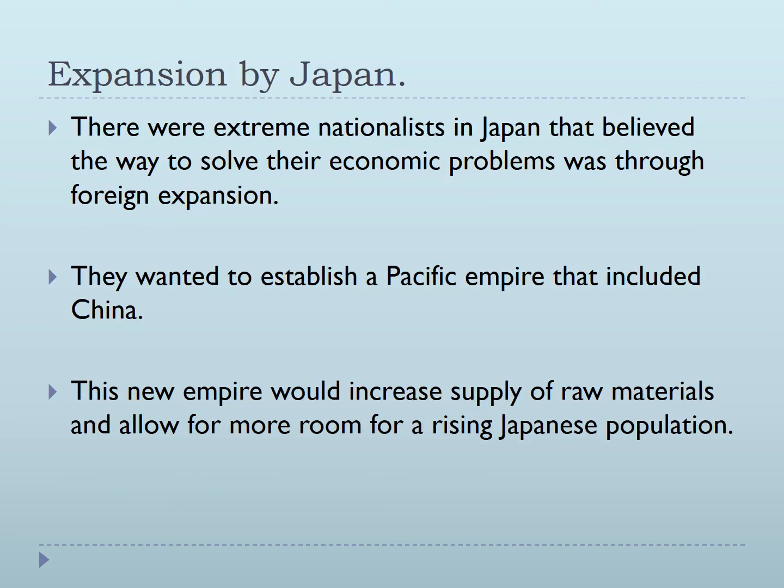There were also extreme nationalists in Japan who believed that the way to solve their economic problems was through foreign expansion, so moving beyond their borders. They wanted to establish a Pacific empire that did include the country of China, and we talked about that a little bit a few weeks ago with how Japan invaded China. This new empire would increase the supply of raw materials, which the Japanese were craving, and allow for more room for a rising Japanese population.